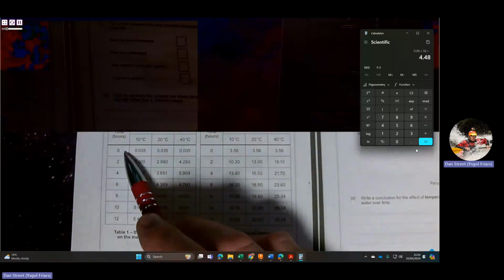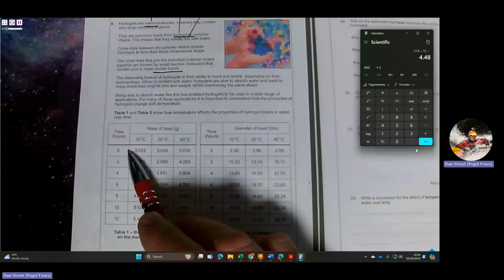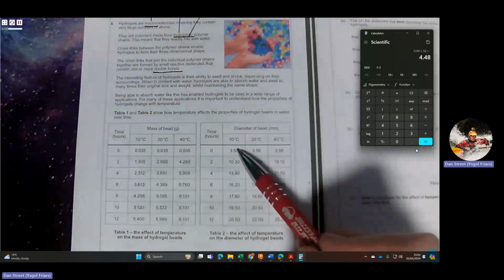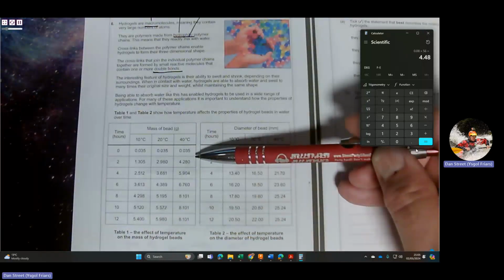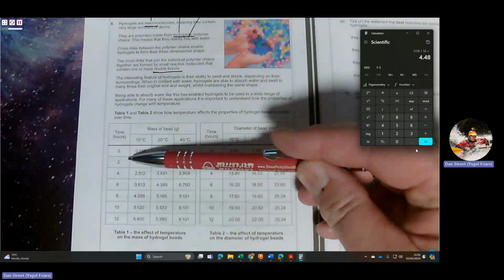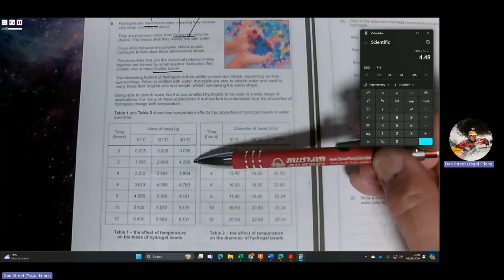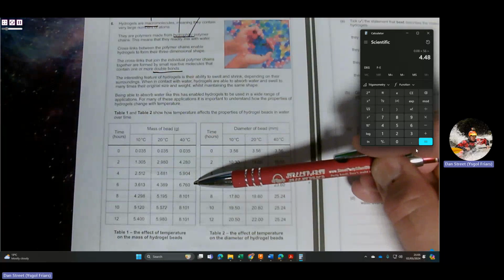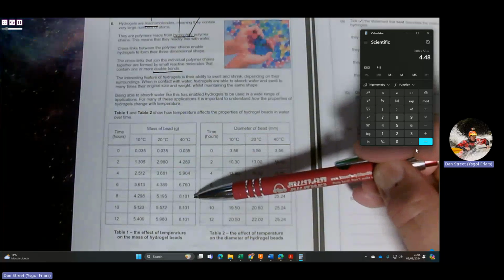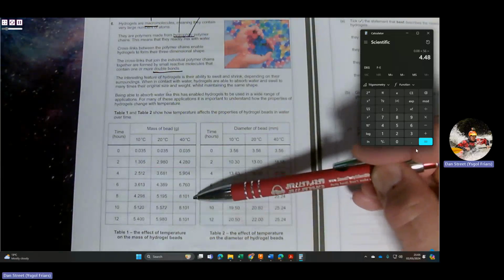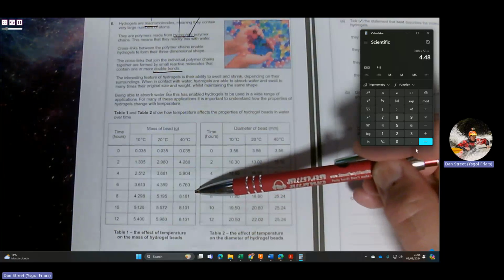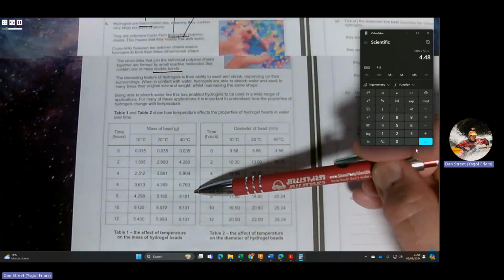If we have a quick glance down the data, the starting point at no hours sat in water is basically the size of the beads initially, and here's the diameter of the beads initially. As we go down the temperature column and increase time, all of them start to increase in mass. They get bigger, heavier and heavier, until we get to 8 hours, and we notice that the 40-degree temperature no longer increases, so it gets to a maximum size. At 8.1 grams, the hydrogel beads cannot absorb any more water.